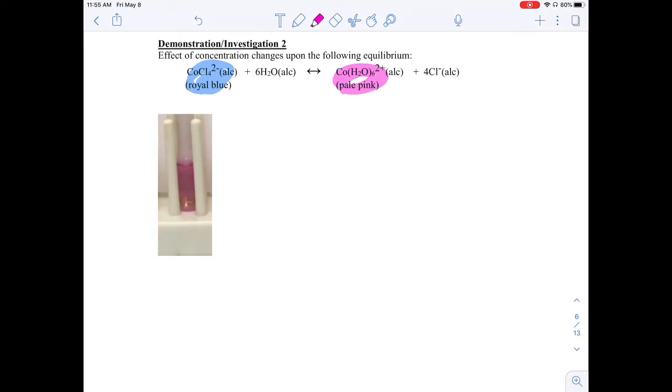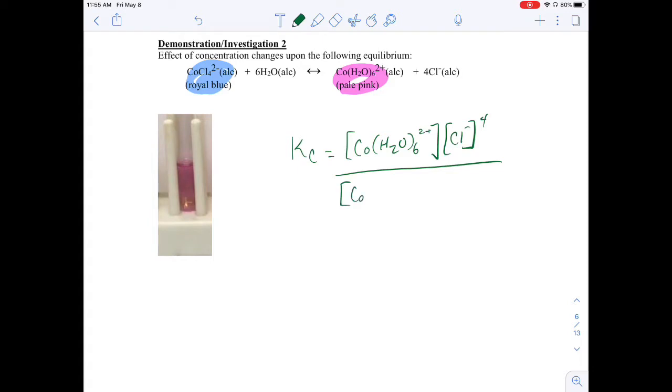Now, this equilibrium system, I want to point out the Kc for this would be the concentration of Co(H2O)6 2+ times chlorides raised to the power of 4, and then we've got the cobalt chloride complex here, raised to the power of 1.